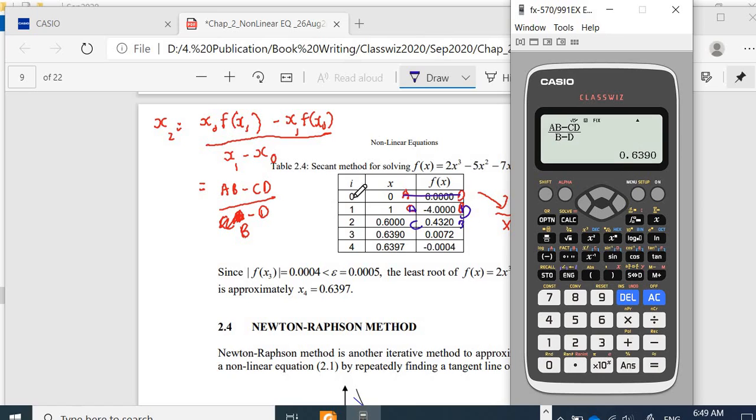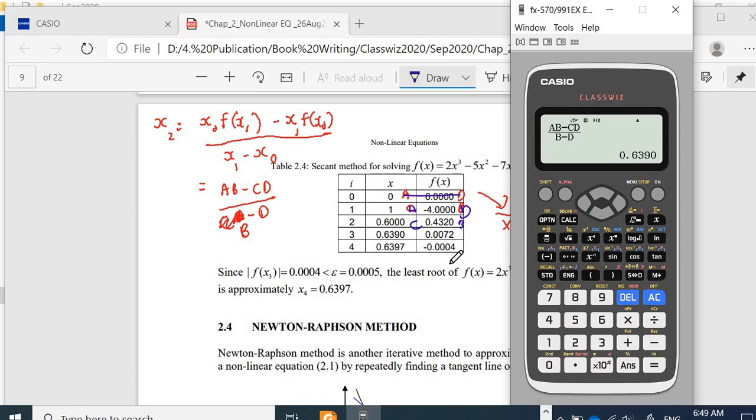0.6390. So the calculation is iterative until the stopping criteria is met. Here we use the modulus of f(x_i) less than the epsilon that we want, which is 0.005. Then we stop, and when you stop, the root is 0.6397.